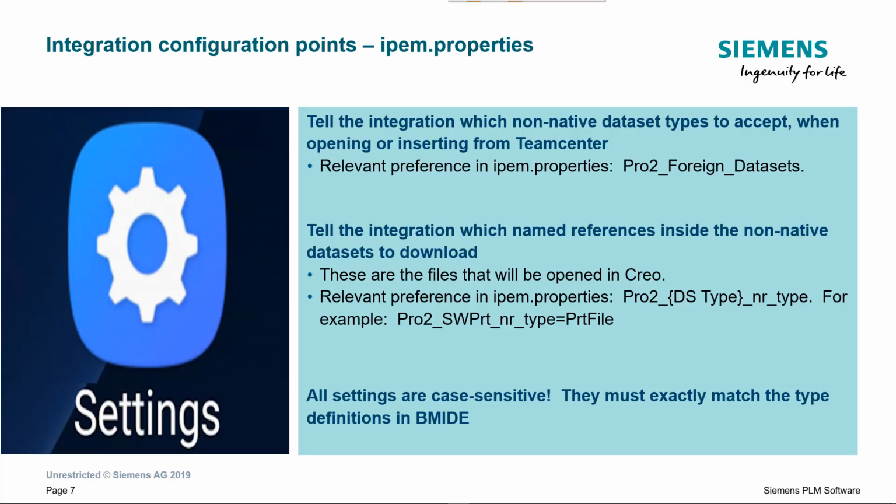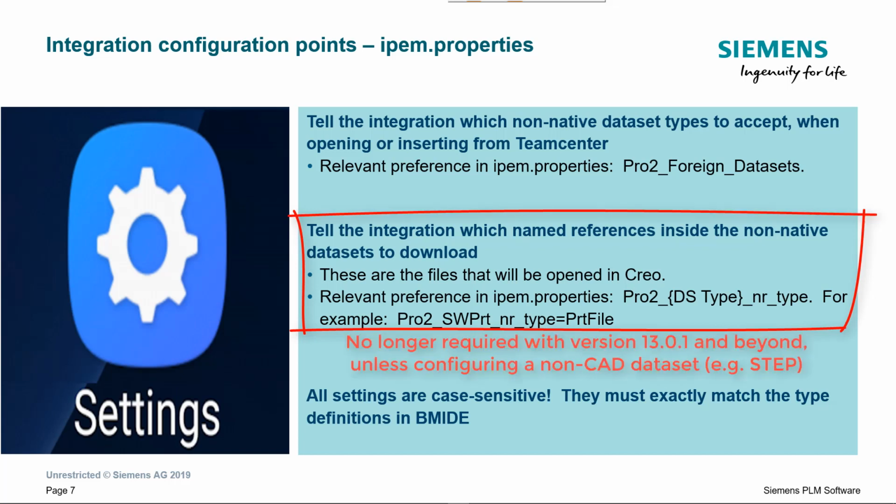Several configuration settings serve to tell the Creo integration which non-native formats may be used as components. Two sets of preferences in IPEM.properties specify the types of datasets, and the named references within those datasets, that are eligible for reuse. Please note that all type names must appear in the IPEM.properties file exactly as they are defined in the appropriate BMID template, including case.